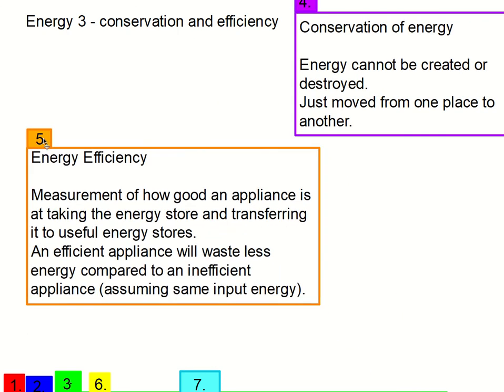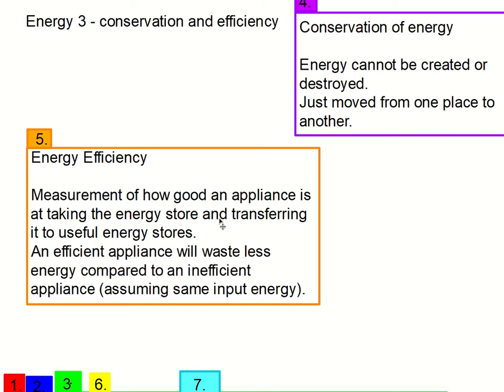Now what that means is we have another idea now, this idea of efficiency. And again, efficiency is something you come across no doubt in maths, it's something you come across in biology, it's something you'll come across in chemistry. In this situation, we're talking about energy efficiency, and energy efficiency is a measurement of how good an appliance is at taking its input energy, the energy it was given, and turning it into useful energy stores. So an efficient appliance will waste less energy compared to an inefficient appliance.